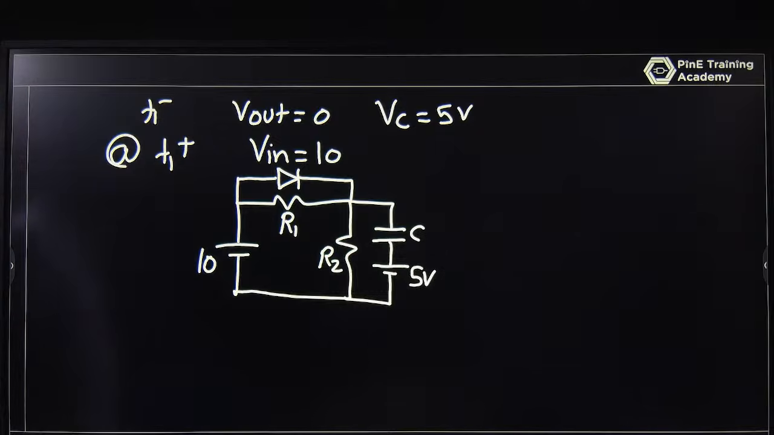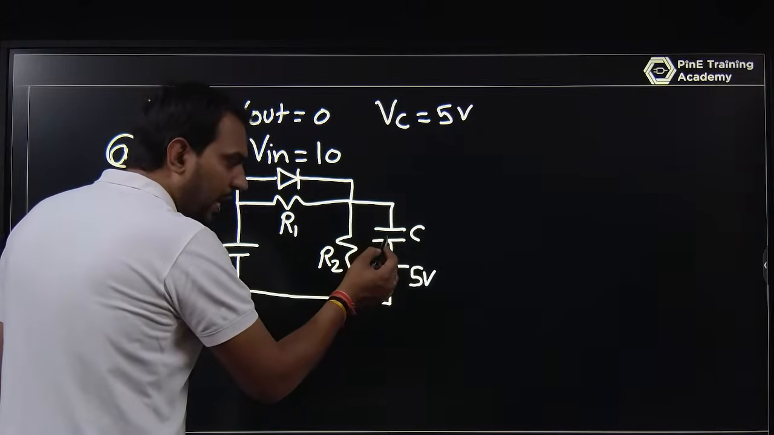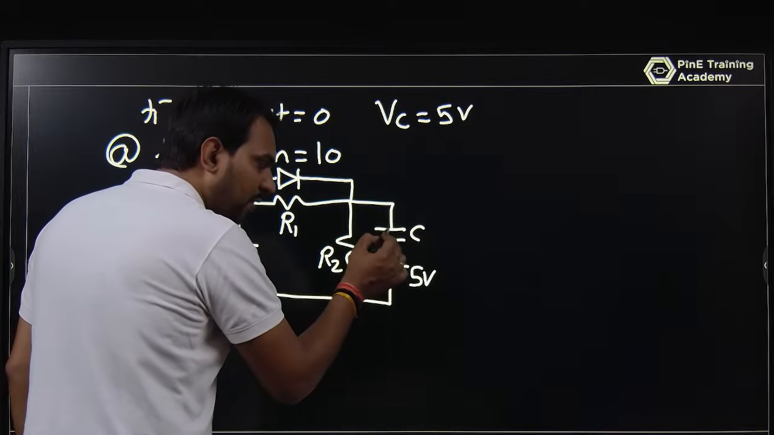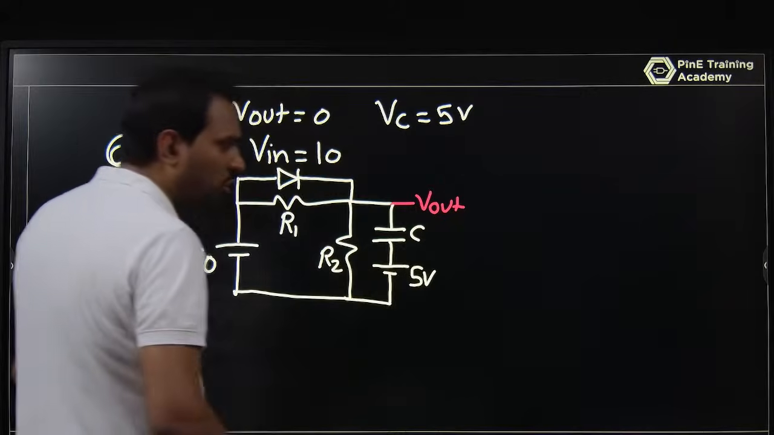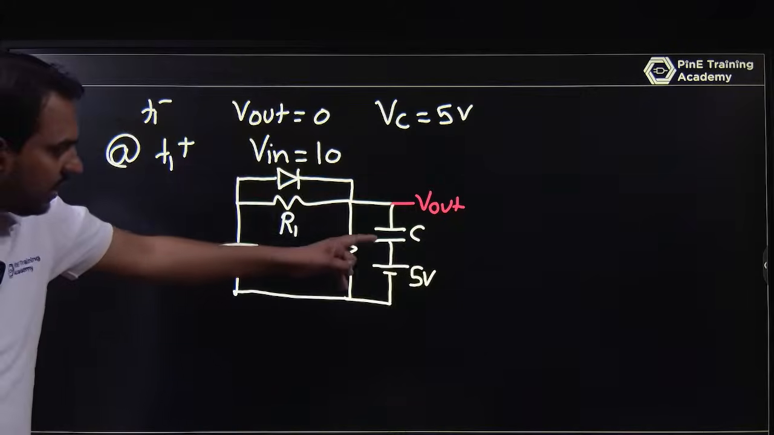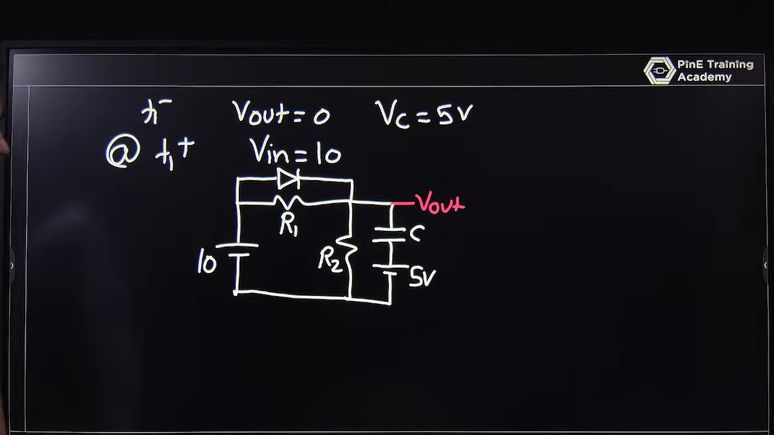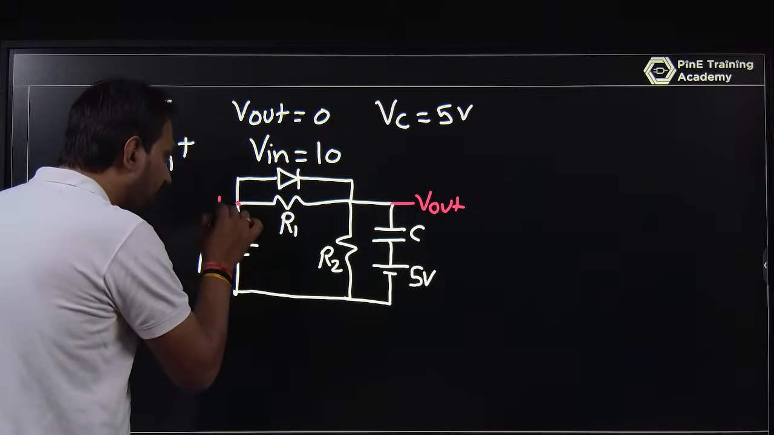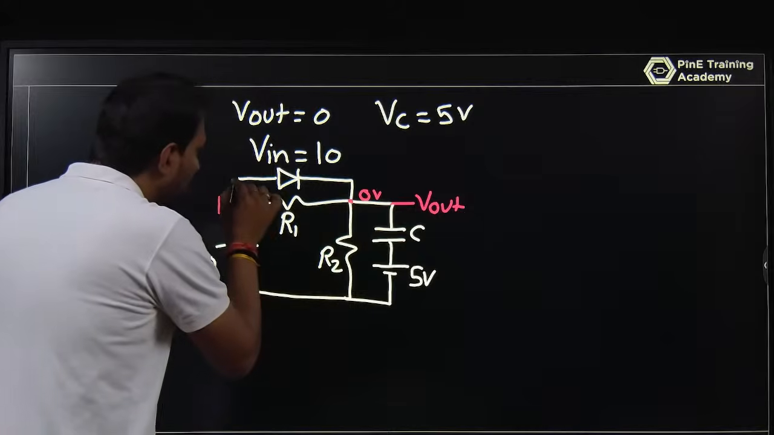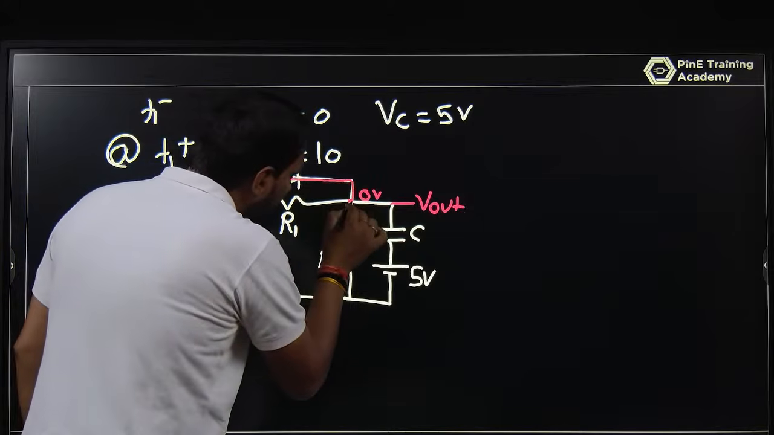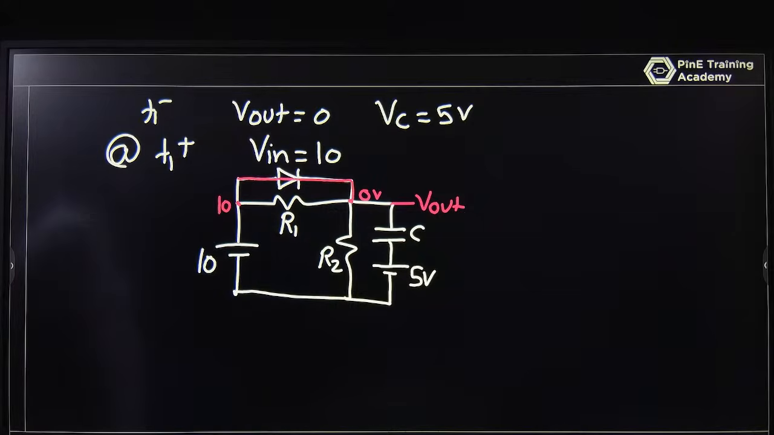What will happen here? This capacitor has an initial voltage of 5 volt. Because the capacitor does not allow a sudden change, this will be 0. And you have 10 volt here, and you have 0 volt here. So will this be a short circuit or not? Yes, everyone.